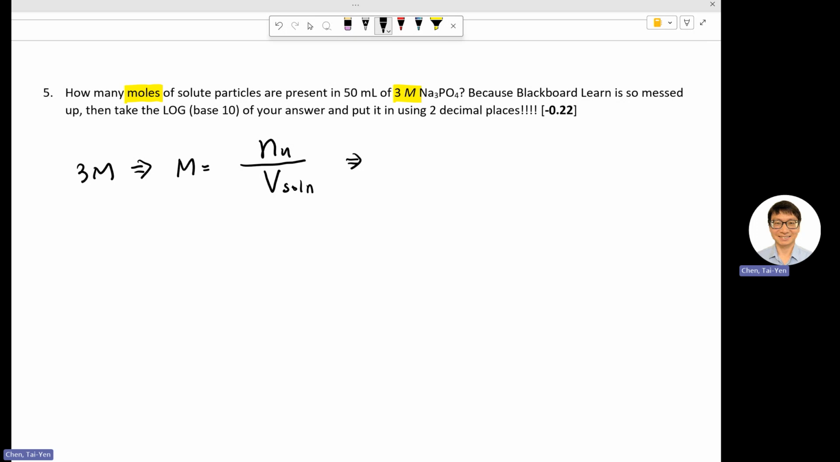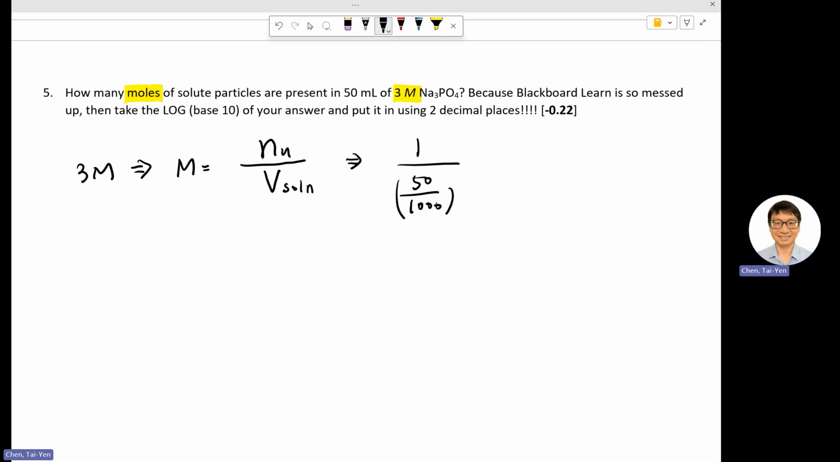Do you know the volume of your solution? It is 50 ml. But your volume needs to be in liters, so this needs to be divided by 1,000. So you know your denominator is this. No problem at all.